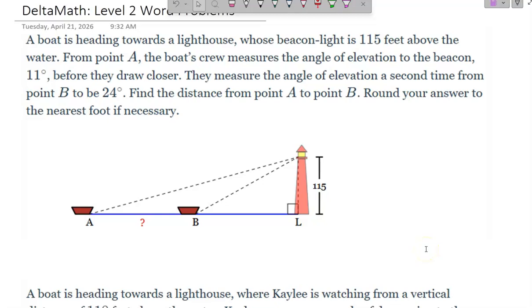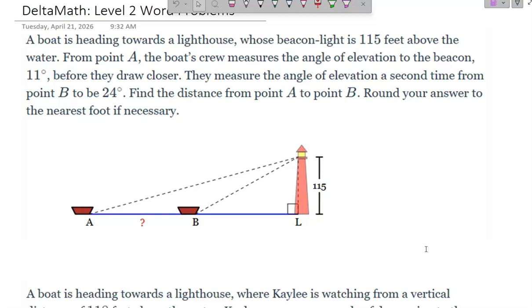Hello everyone, Mr. Fugay here, and in this video we're going to talk about what DeltaMath is calling level 2 word problems, or as I'm going to call it here, multiple triangles in a given situation word problems. In these problems, the pictures will be given, so it's a matter of just interpreting everything and being able to find what we need in a problem.